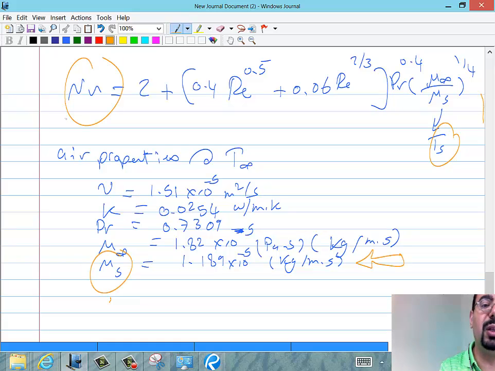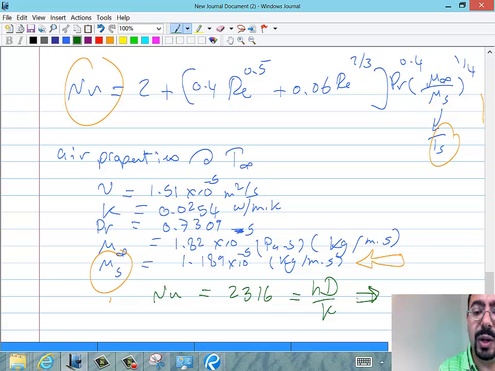So what does it mean we are done? That temperature was good enough, and now we can get our Nusselt number. So you just put it in this equation, the Nusselt number will be 2316. And that Nusselt number was HD over K. For a cylinder, HD over K. And so that makes our H 14.20 watt per meter square degree C. Right?